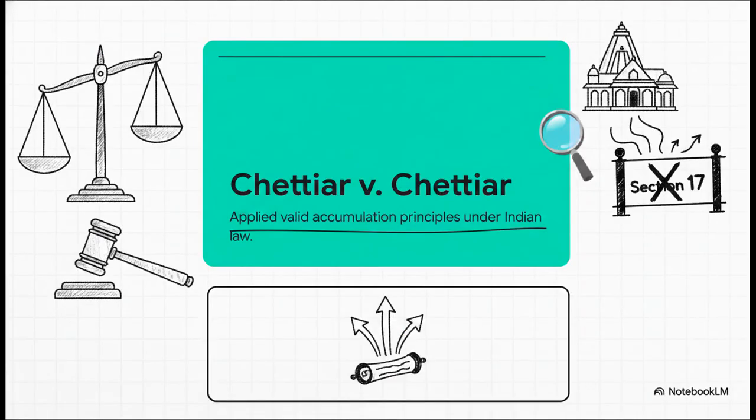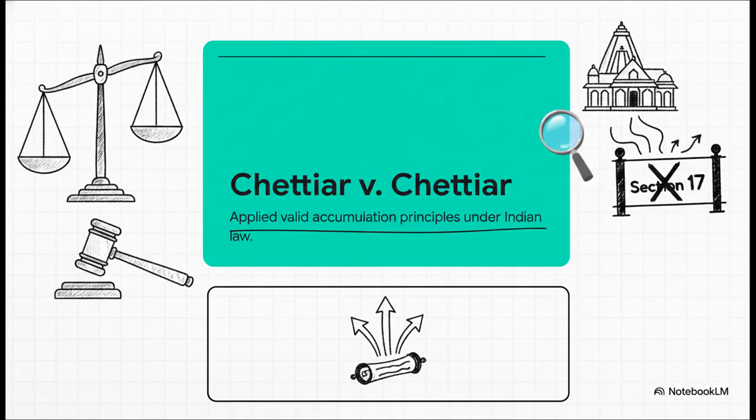Ramanathan Chettiar versus Kumarappa Chettiar. This case applied principles of valid accumulation under Indian law. Write this down and vigorously underline the ratio. This case is your definitive bridge proving how the English restriction operates within our Indian legal system. In this landmark Madras High Court case, the court had to evaluate a direction to accumulate income within a trust.